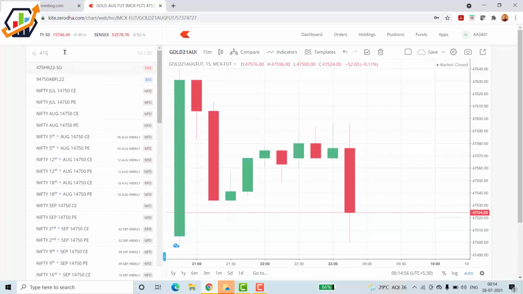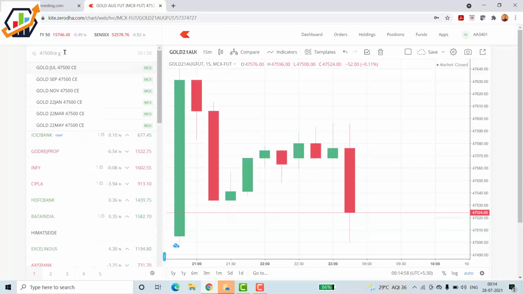So I say 47,500 CE of gold, then all these contracts would be showing up, but these are not weekly contracts. The next contract which you see is of July, the one after that is September, and then after that is November. Okay, so sometimes the contracts can be every month, sometimes they could be after every 2 months also. So the contract for gold for the next expiry is in July, and then there will be September and November.